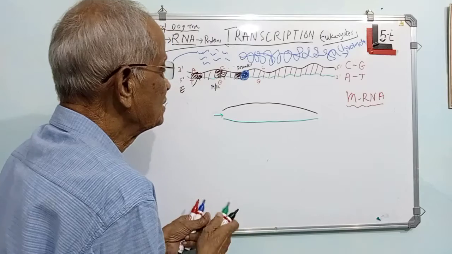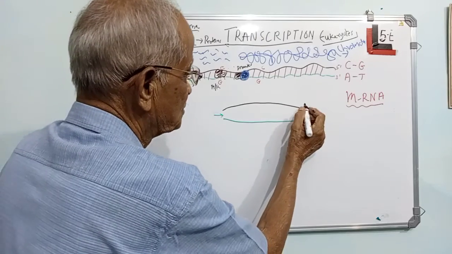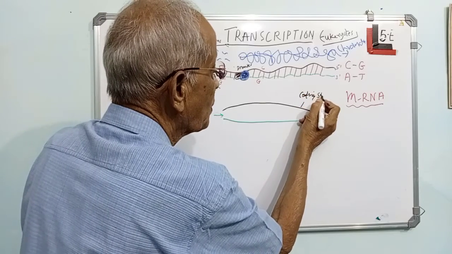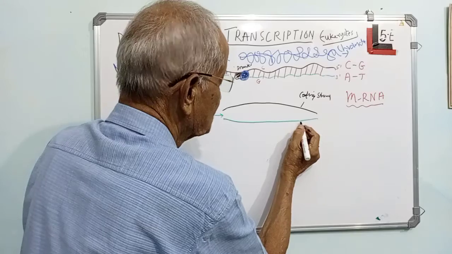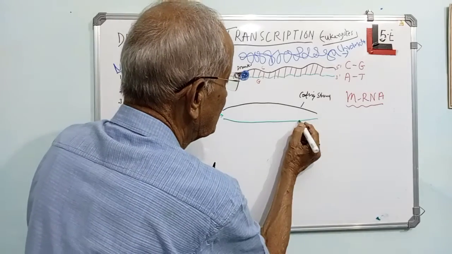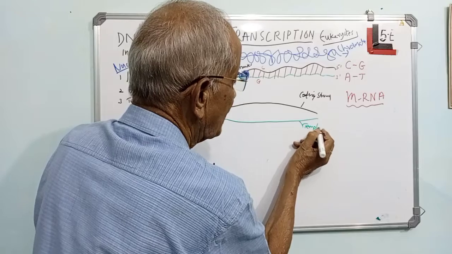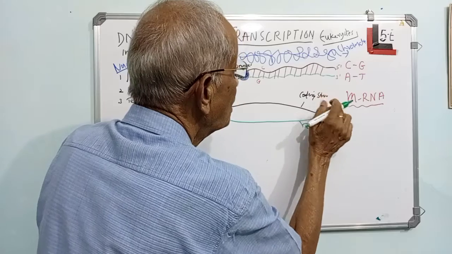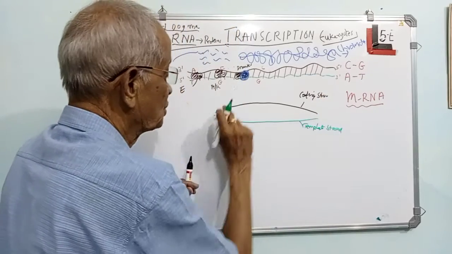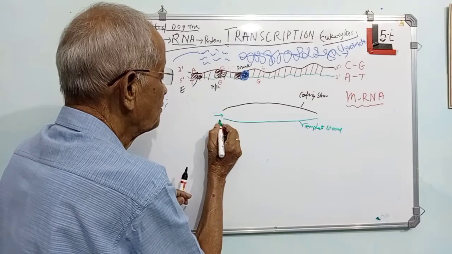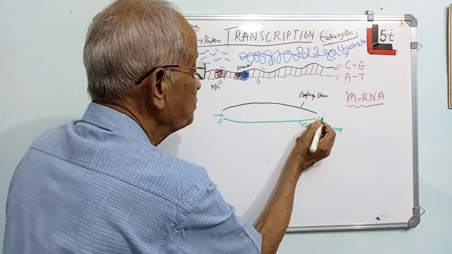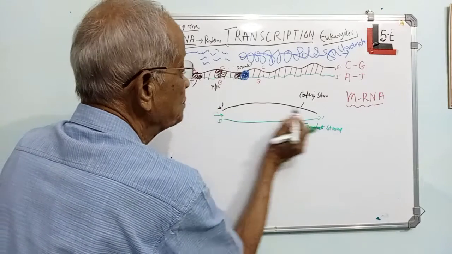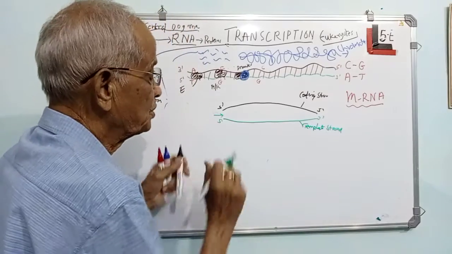Now, if you look at these strands, one of these strands is called the coding strand. The other one is called the template strand. So this you should know now. So there are two things. This will be 5 prime, 3 prime. This will be 3 prime and 5 prime. Now this is the structure.